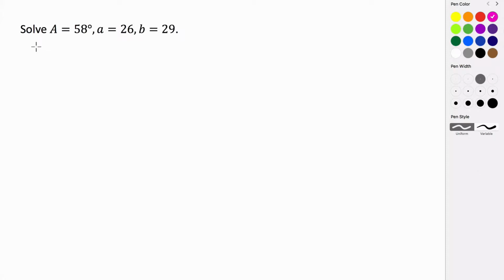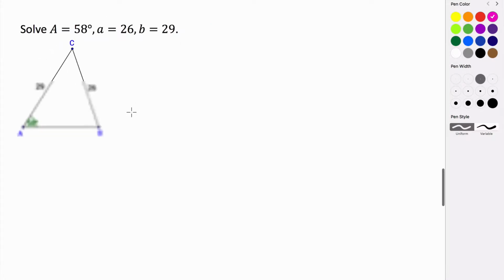For this problem, we are given angle A is 58 degrees, side a is 26, and side b is 29. Because we have an angle, its opposite side, and a non-included side, this tells me that we have a side-side-angle situation. And the value of A is acute, so this could potentially be no triangle, one triangle, or two triangles.